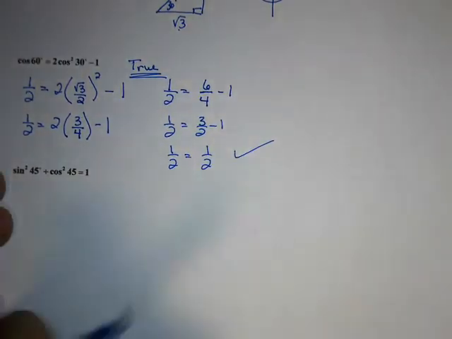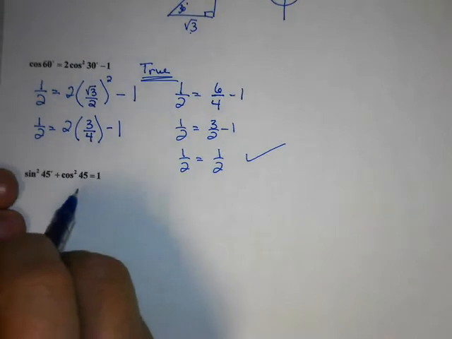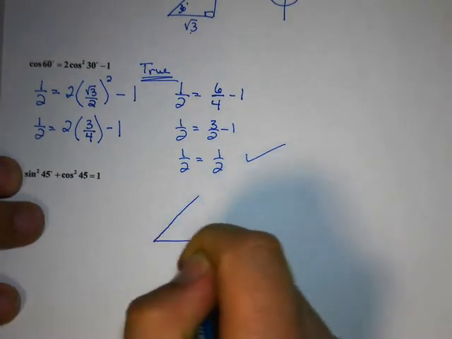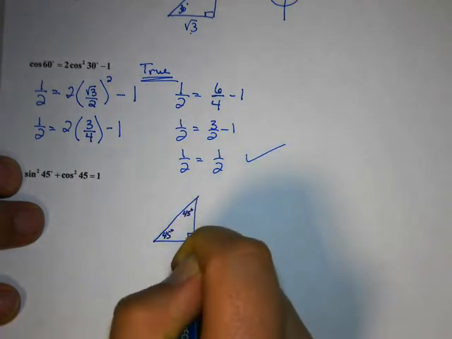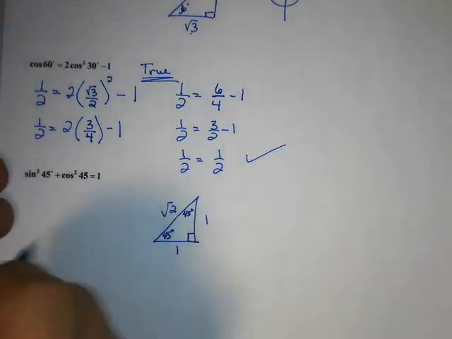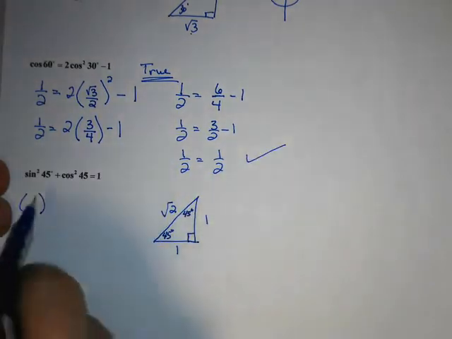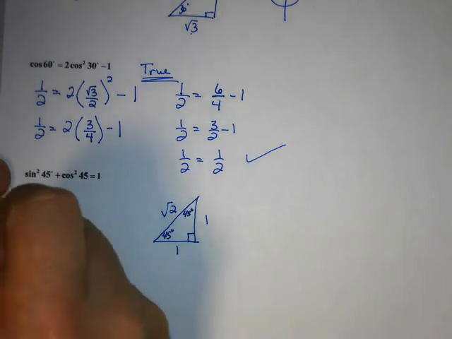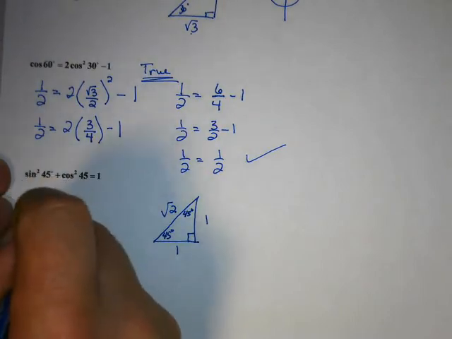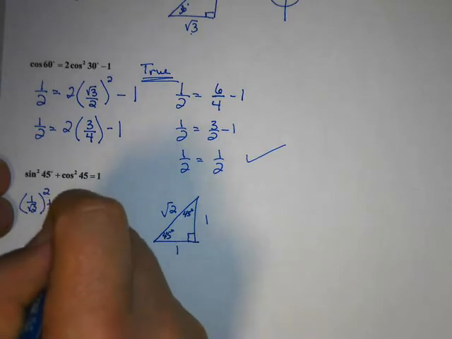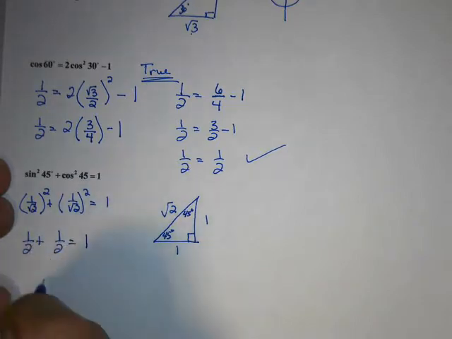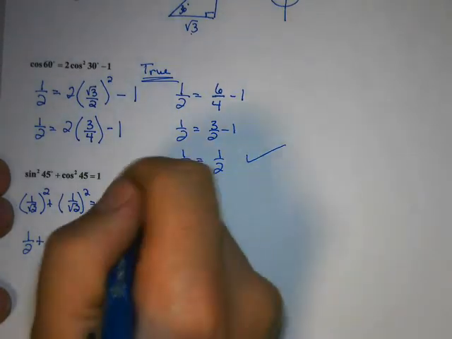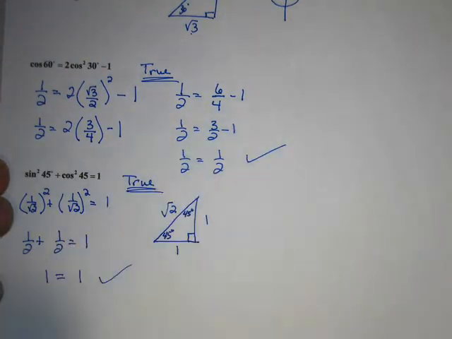Now if I want a 45, sine squared 45 plus cosine squared 45, I'm going to need my 45, 45, 90. 1, 1, square root of 2. So this is going to be the sine of 45, which is 1 over the square root of 2 squared plus, hypotenuse, 1 over the square root of 2 squared, and does that equal 1? This is going to be 1/2 plus 1/2 equal 1. 1 equal 1? Yes. So this is true as well.